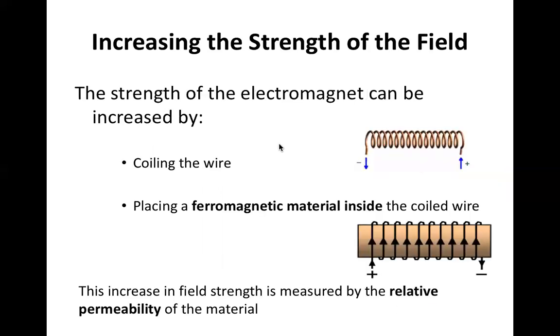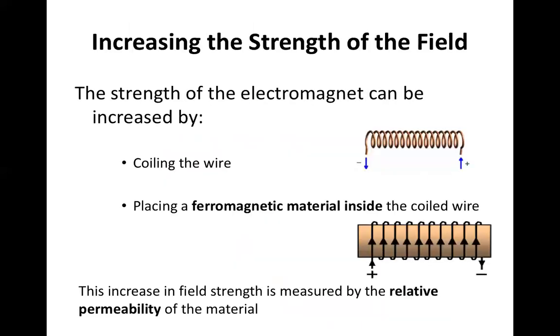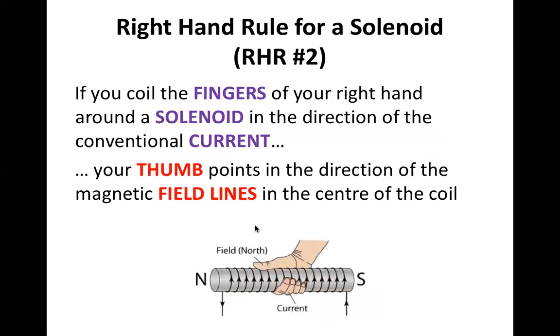Okay, so not just the straight conductor, we can make better use of that magnetic field if we use a coil. Here we can increase the strength of the magnetic field by coiling the wire. We can also wrap that coiled wire around a ferromagnetic material such as a soft iron armature. This increases the field strength, and that increase is measured by the relative permeability of the material.